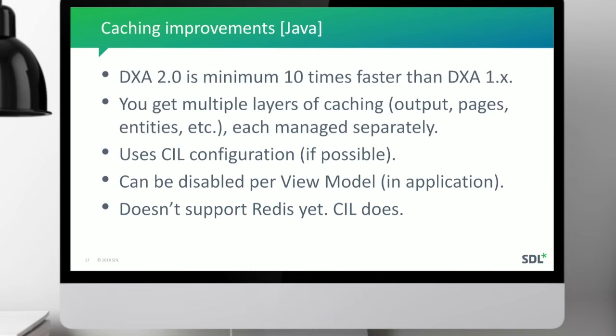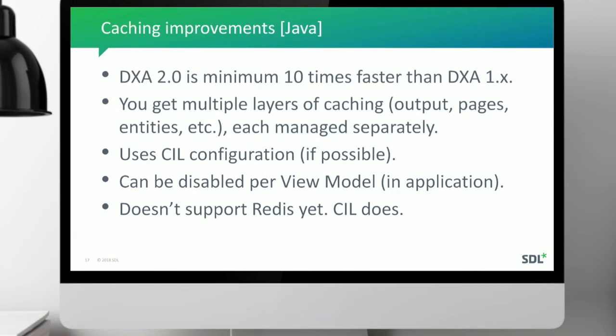Then we also introduced output caching, and this is the layer which is the closest to what you actually see in the browser, and it gives you the fastest responses you get. We have cache for pages, we have cache for entities, we basically cache everything that we can cache. And for entities, even if they are found in different pages, you will still find them in cache if this particular entity is already cached.